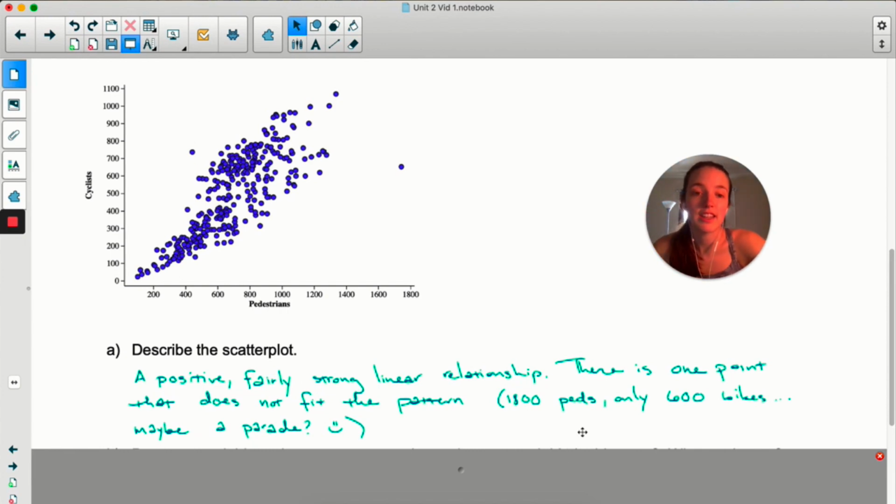The last thing was anything unusual. I would point out that there's one point that does not fit the pattern, and that's the day that there were almost 1,800 pedestrians, but only 600 cyclists. So perhaps a parade.